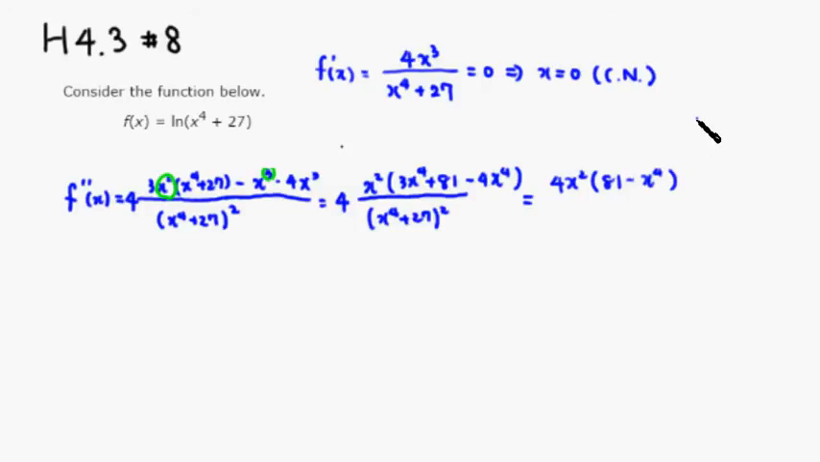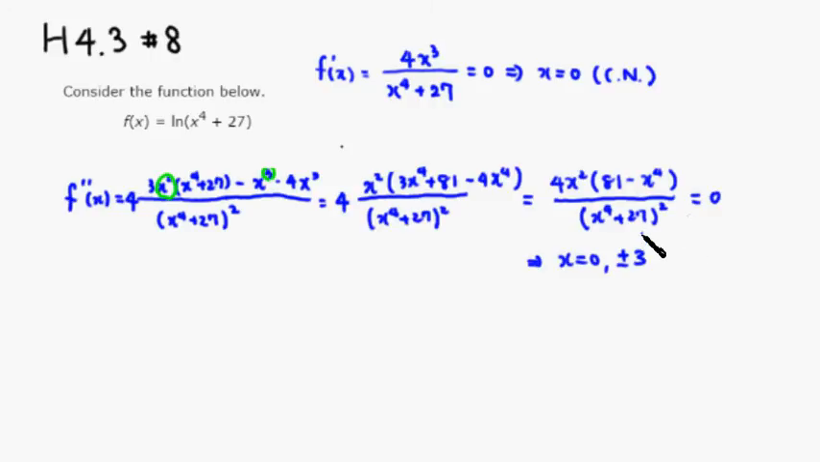Alright, then all over x to the fourth plus 27 squared. Alright, then we can set this equal to 0. So we can see that when x equals 0, we have the second derivative equal to 0. Also, x to the fourth is equal to 81, so it's plus or minus. Fourth root of 81 is 3. 3 times 3 times 3 times 3 is 81, right?